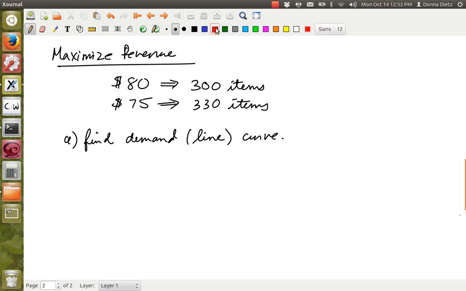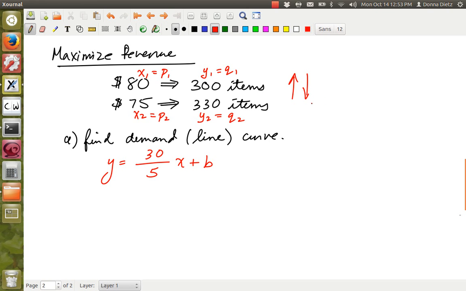I'm going to just label x1, x2, y1, y2. Items is Q. And I'm going to make price P. But I'm going to use y equals mx plus b because most of us find it easier. Change in y is 30, change in x is 5, but look, we made a mistake. In a demand curve, price and quantity are always opposed, so the slope is always negative. So even if you make this little mistake, you can say, oops, I'm supposed to have a negative there.